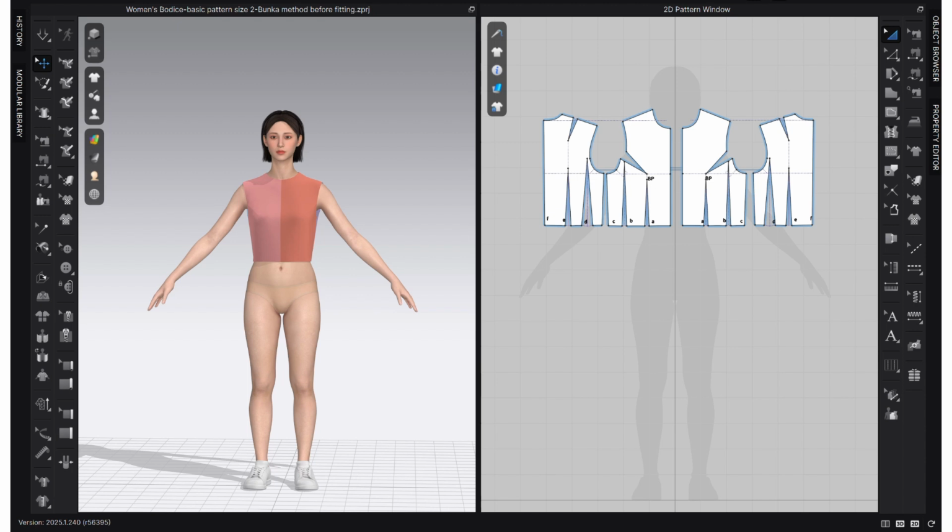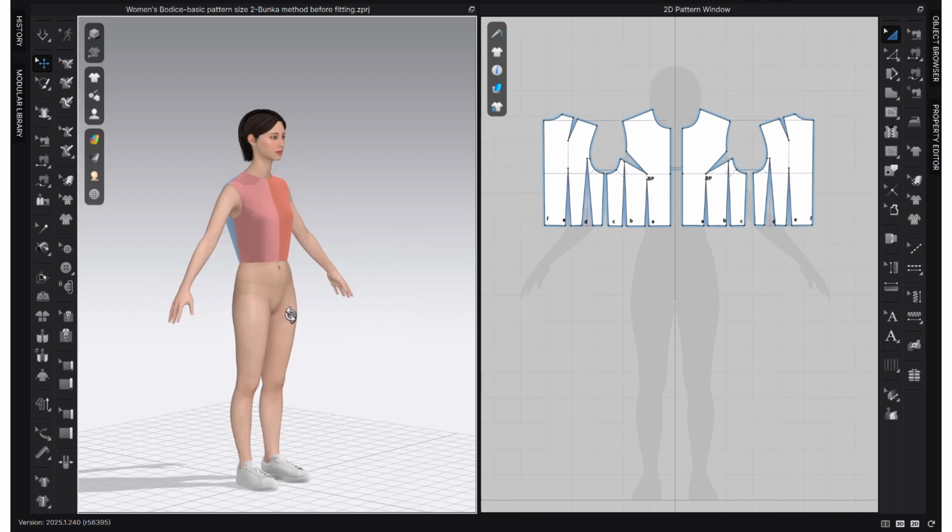For example, the first basic pattern we'll create is the waist fitting block or sloper. And for that we only need 3 measurements: chest, waist, and back length. I'll show you exactly how to measure these from the book and how to measure it on the avatar in Cloud 3D.